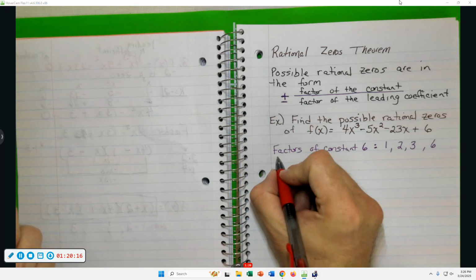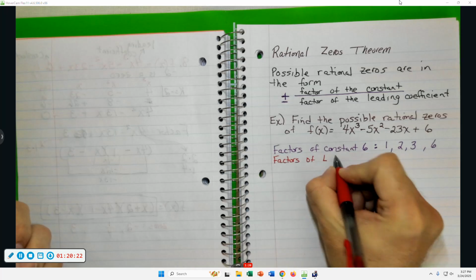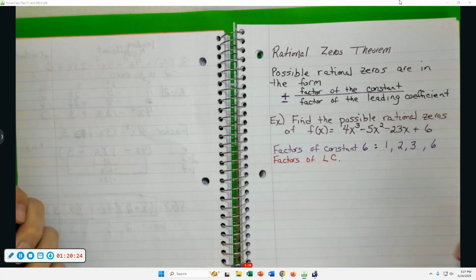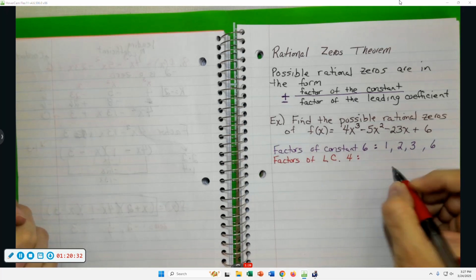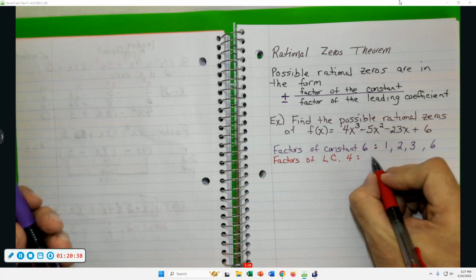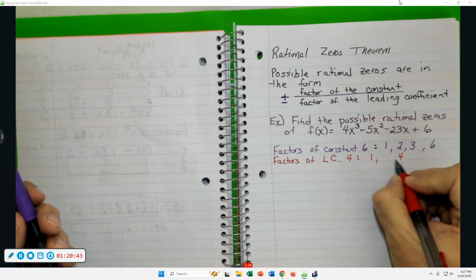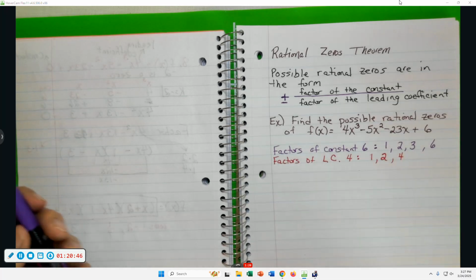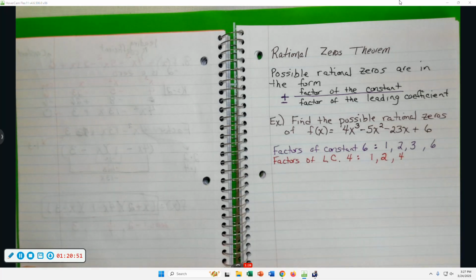Now let's look at the factors of the leading coefficient. I'm just going to say LC for leading coefficient. And that leading coefficient was what number? 4. Okay. Tell me every number that divides evenly into 4. I'll give you a hint. There's not a lot. 1 and 4, and what else? Yeah, 2 times 2. I'll just list it once. 1, 2, and 4 are the only numbers that divide evenly into that leading coefficient 4.